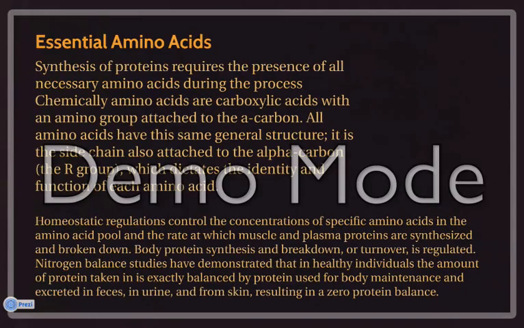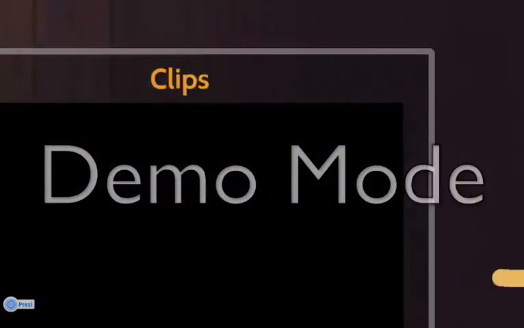Homeostatic regulations control the concentration of specific amino acids in the amino acid pool and the rate at which muscle and plasma proteins are synthesized and broken down. Body protein synthesis and breakdown, or turnover, is regulated. Nutrient balance studies have demonstrated that in healthy individuals, the amount of protein taken in is exactly balanced by protein usage for body maintenance and excreted in feces, in urine, and from skin, resulting in a zero protein balance.